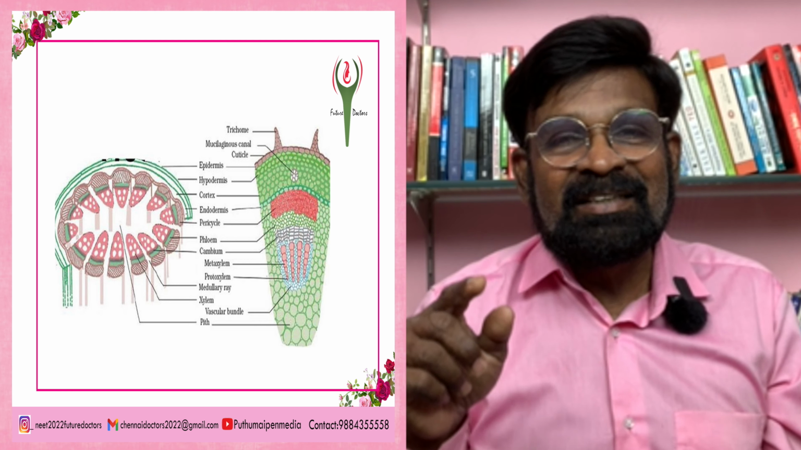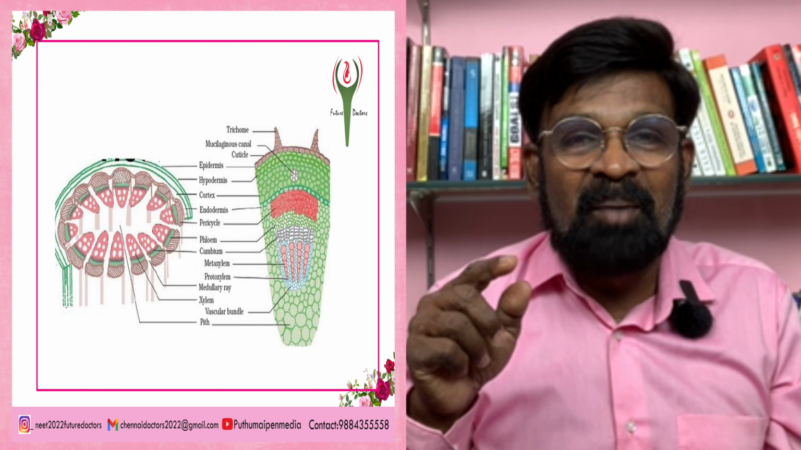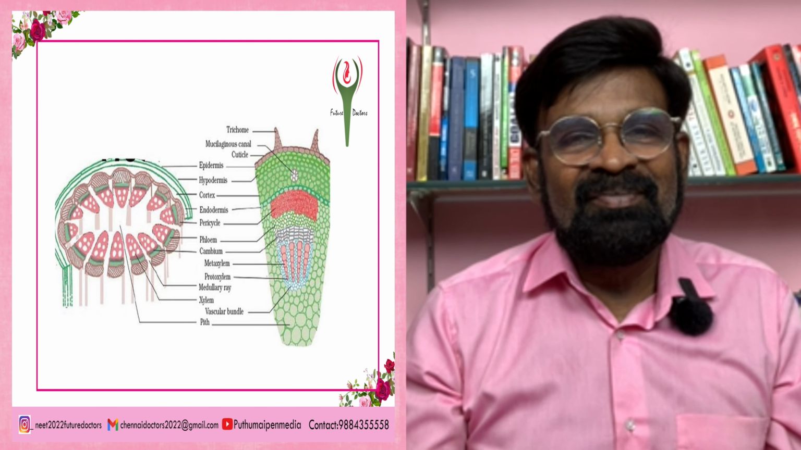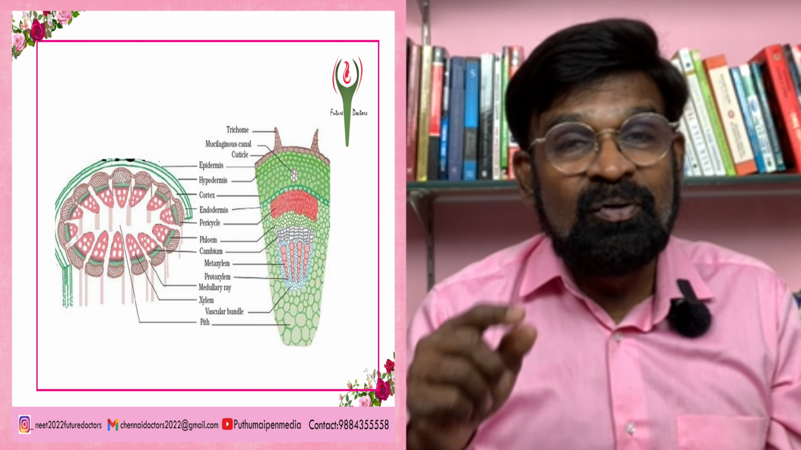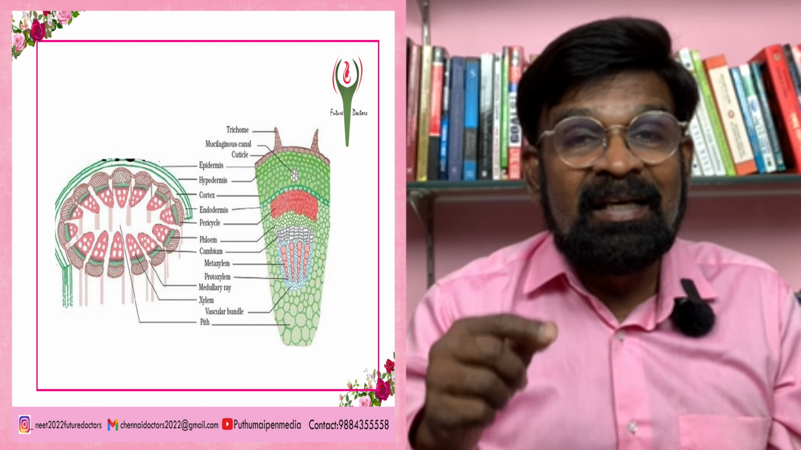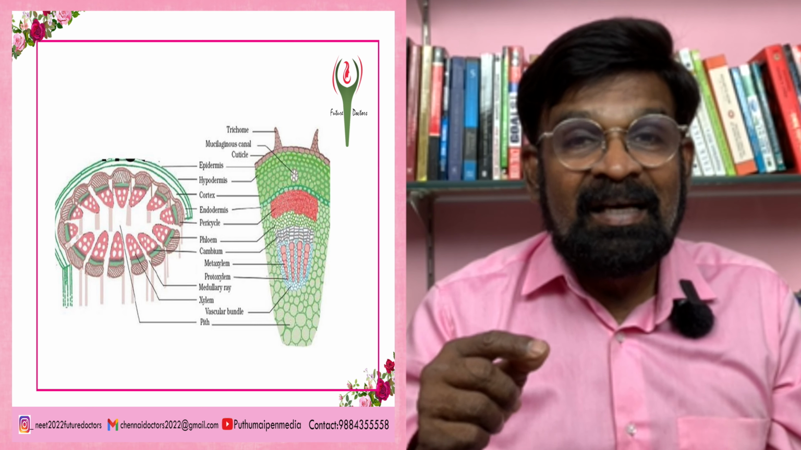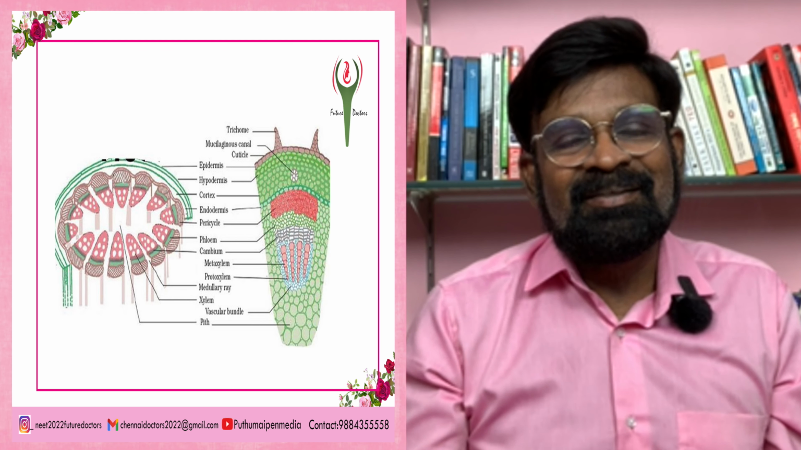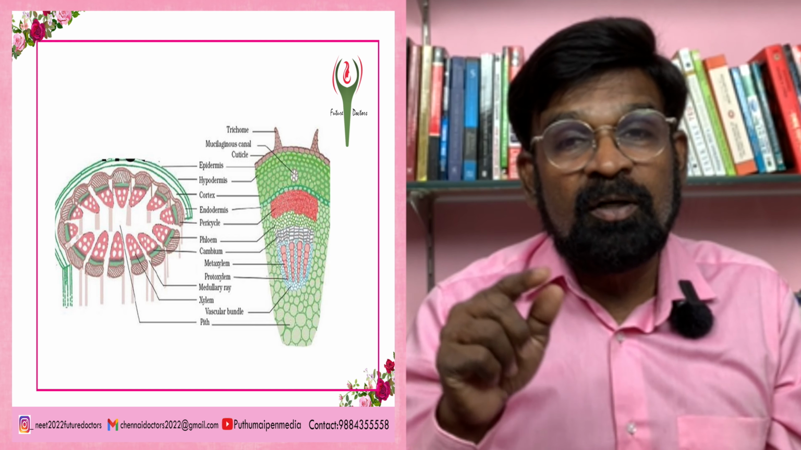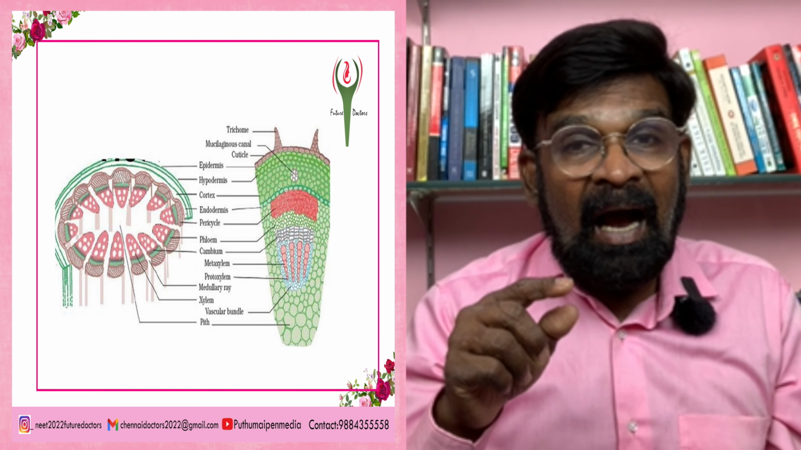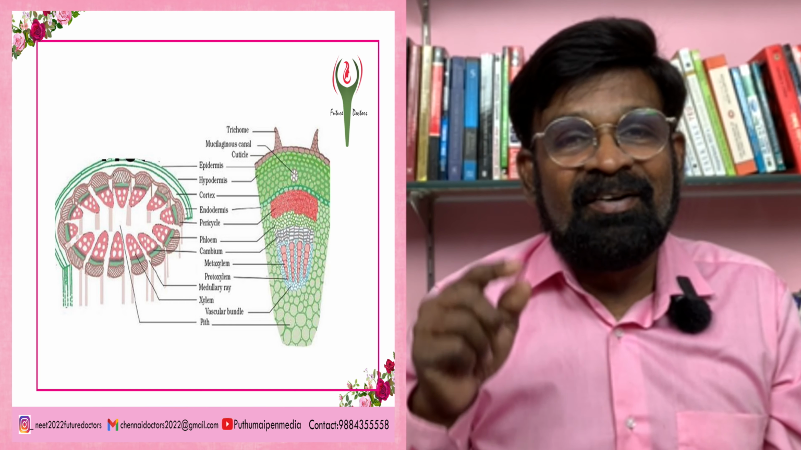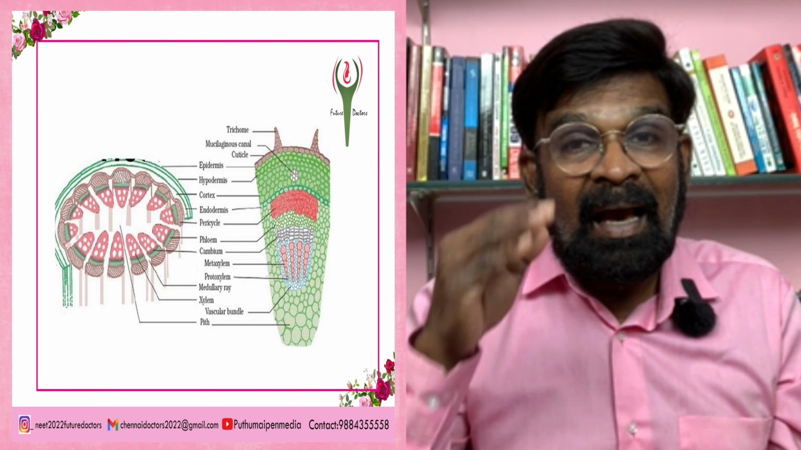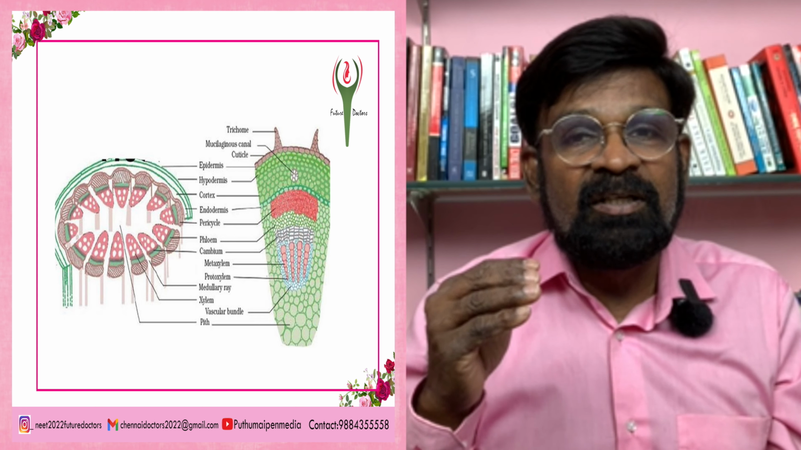All tissues except epidermis and vascular bundles constitute the ground tissue system. In leaves, the ground tissue consists of thin-walled chloroplast-containing cells called mesophyll. Hypodermis is the region situated just below the epidermis, the outer region of the cortex.